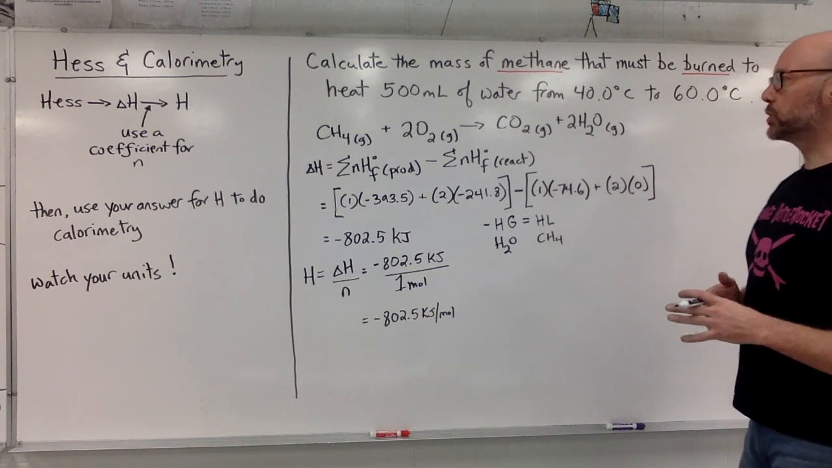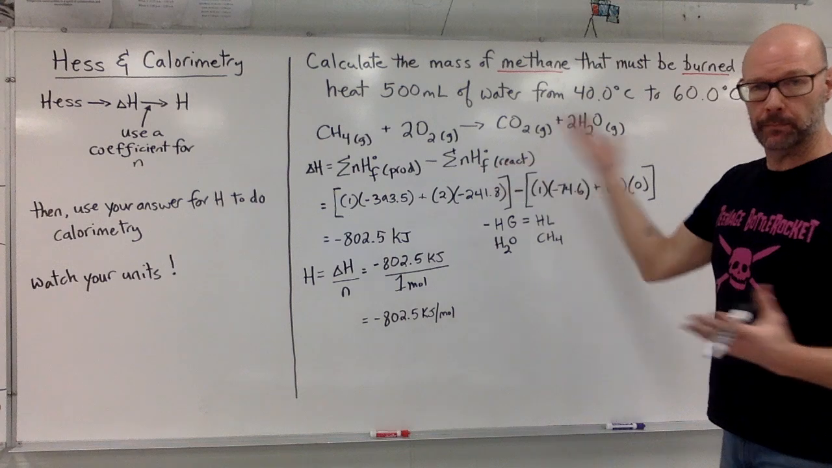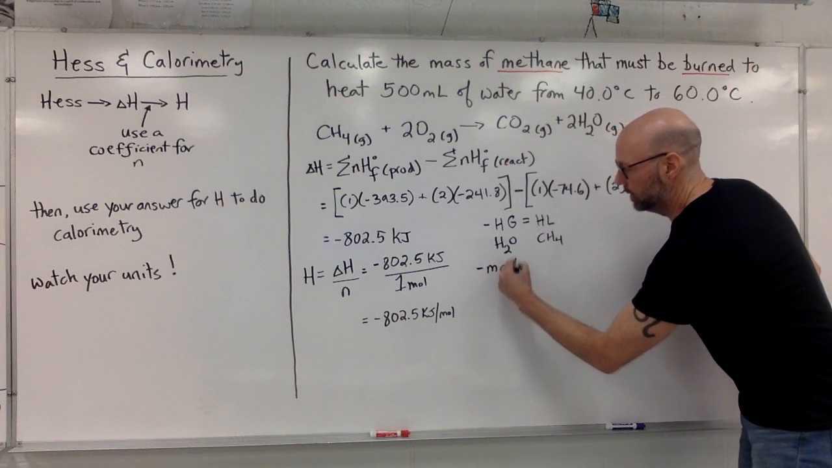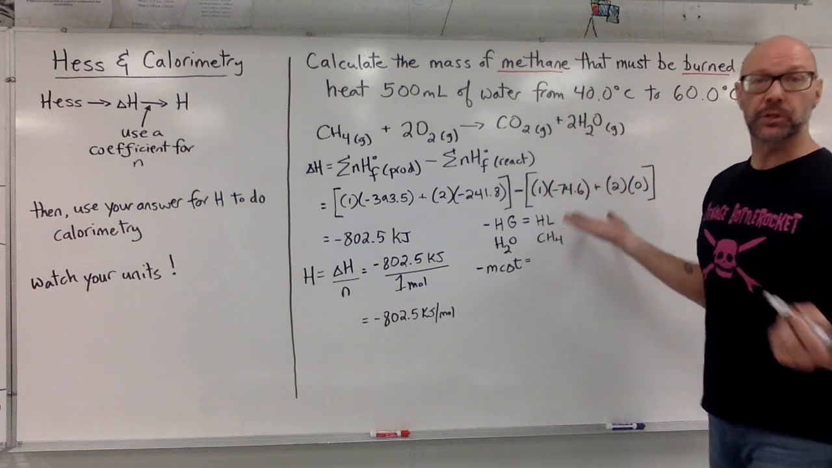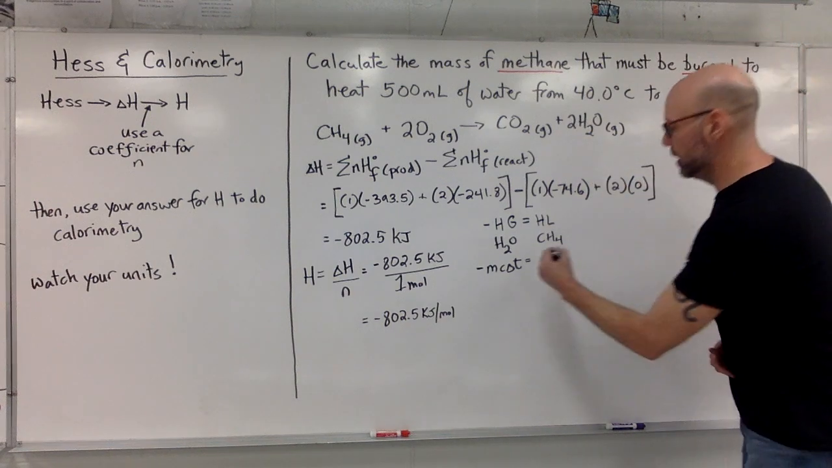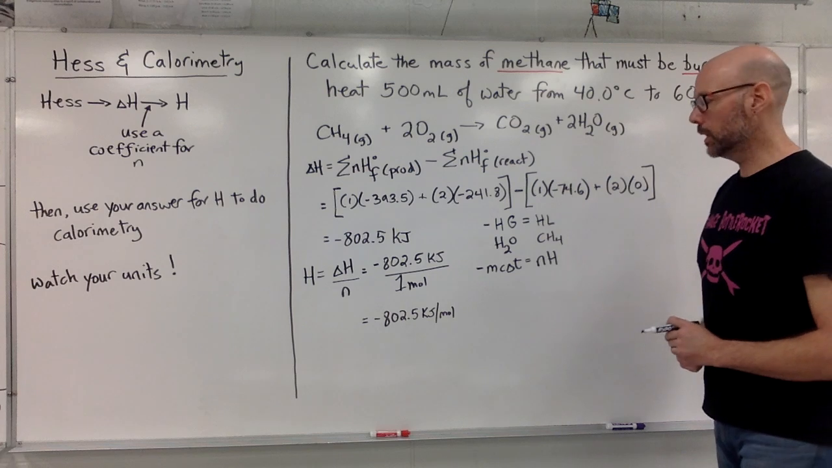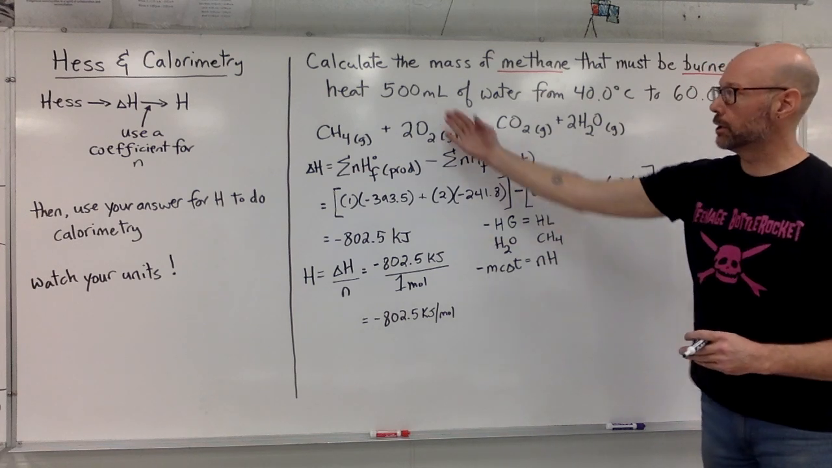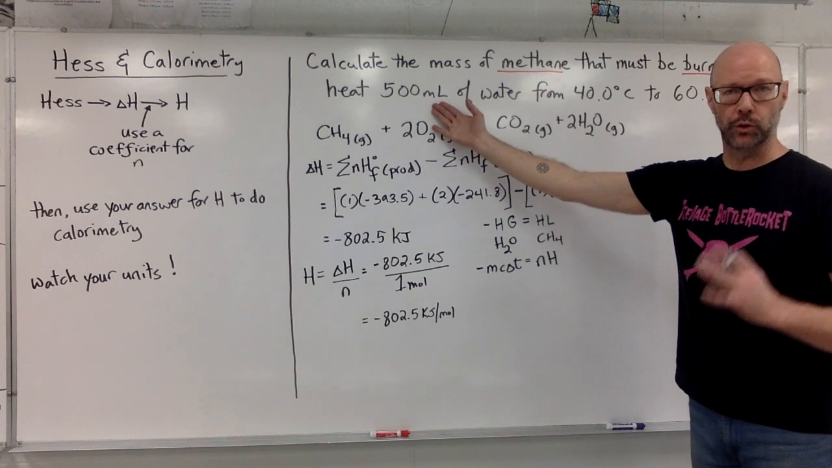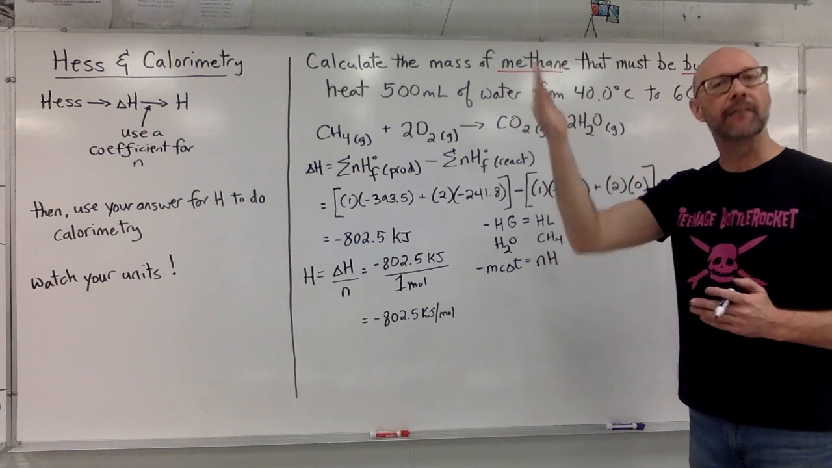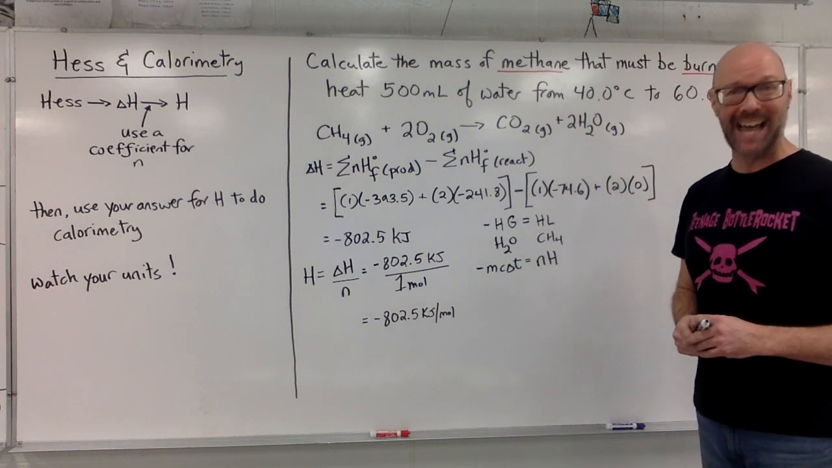The water experienced a temperature change. Its temperature went up. We have negative mc delta T. The propane was burned. That's an enthalpy change, delta H. We have the mass of the water. We're going to convert that volume into a mass. The specific heat capacity of water, likely you just have in your memory. We can find it in the data booklet.